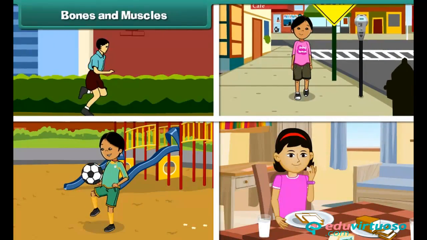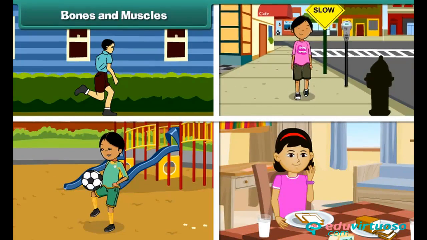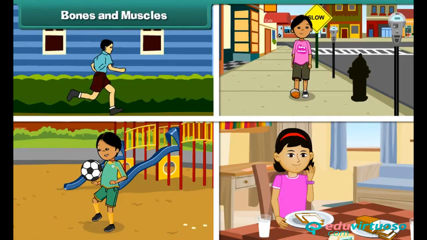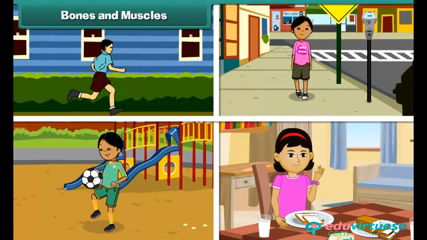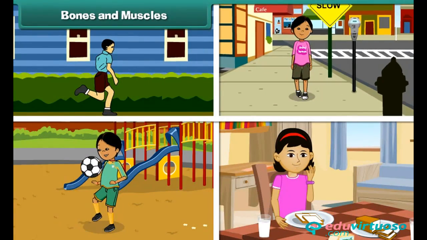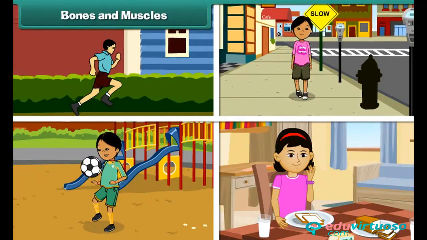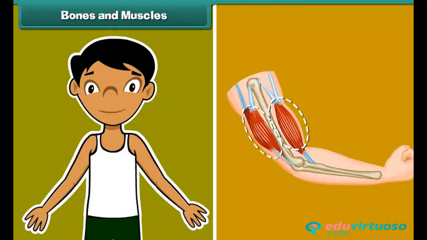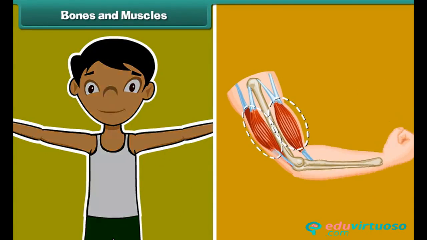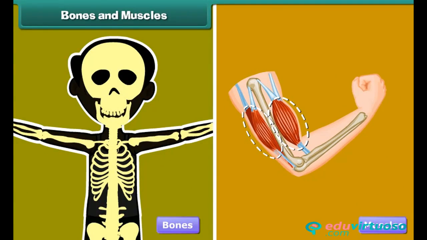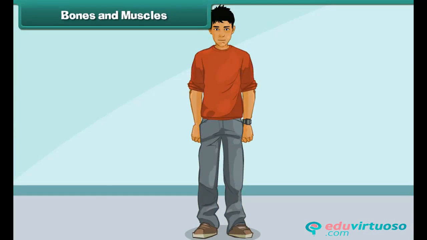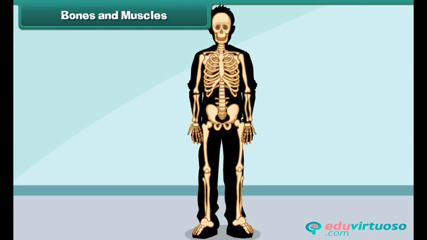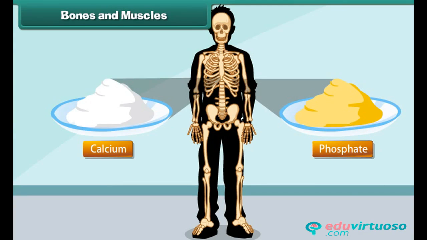Bones and muscles. Running, jumping, walking, moving, folding hands, swinging legs, etc. are activities that involve movement of organs of the human body. All these activities are made possible by bones and muscles. Bones are hard organs of the human body. They are made up of minerals like calcium and phosphate.